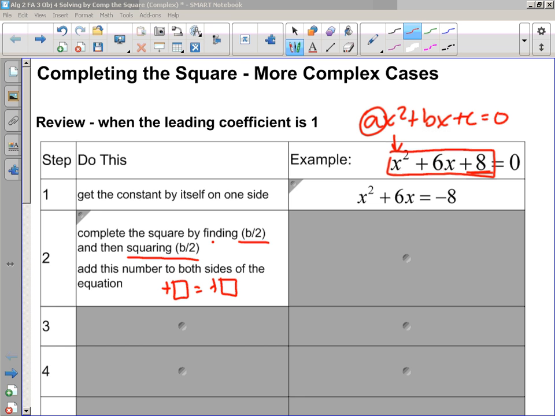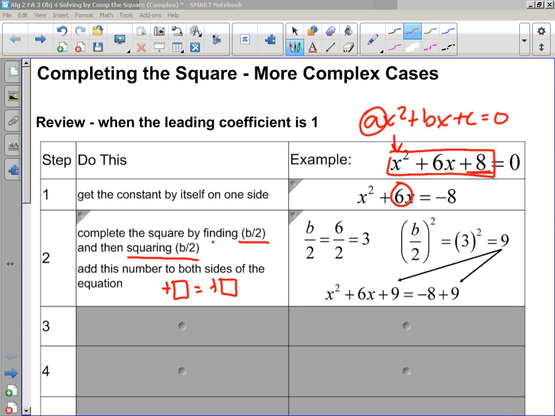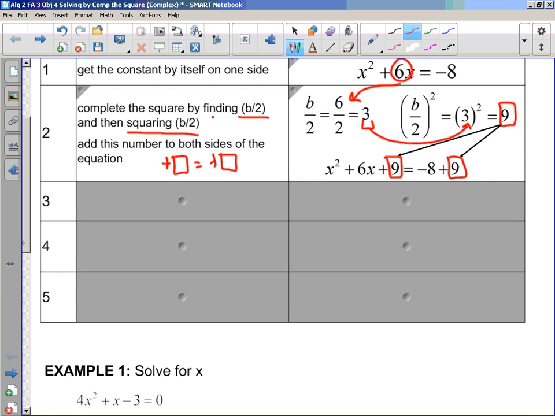So in this example, 6 is my b. So in this work here, you see that I did 6 divided by 2 and got 3. And then what we're going to do is take that 3 and square it. We get 9. So that's the number that I add to both sides. Now adding it to both sides, that's an easy place to make a mistake, because we're excited when we get that number and we put it on the left side, but then forget to do it on the right.